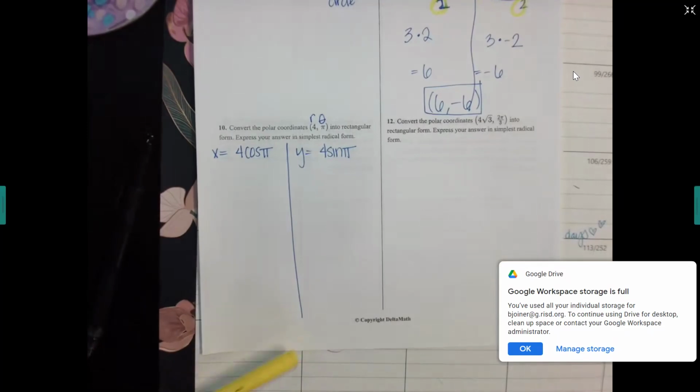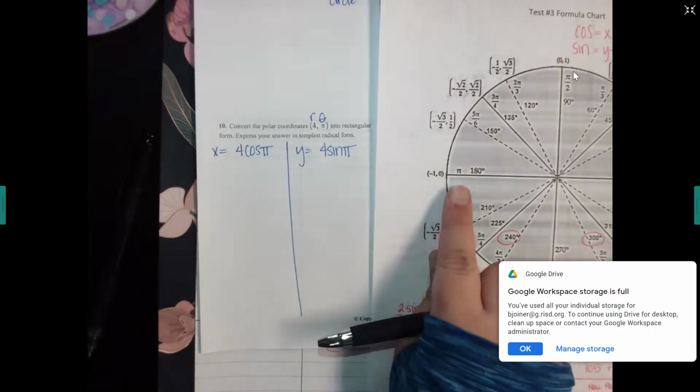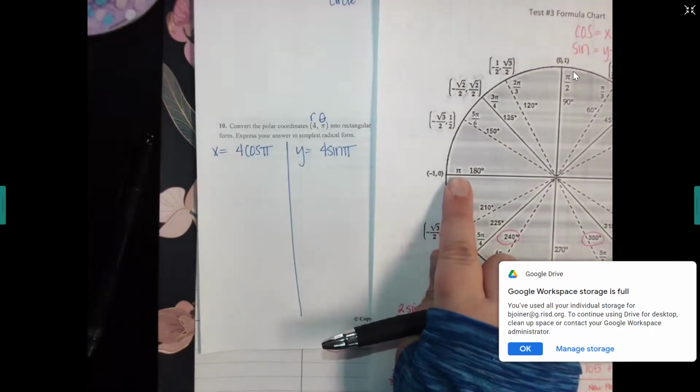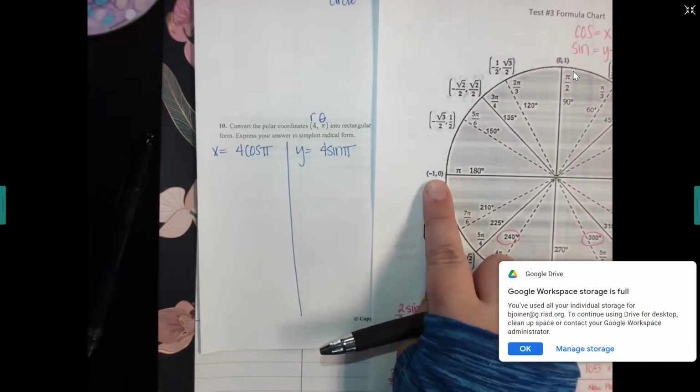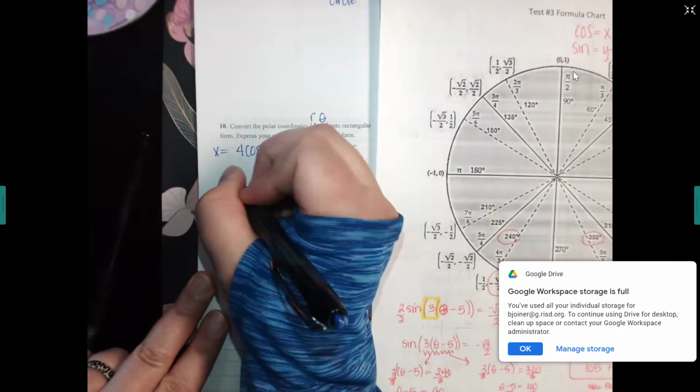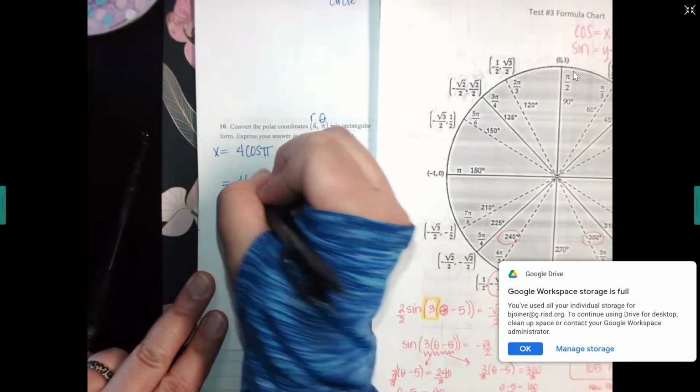Okay, and then remember what I told y'all last class. This is basically the vectors again. You're putting the length in the front, and then it's cosine of the angle for the x, sine of the angle for the y. Let me put my circle up here. Pi is right here. Cosine of pi is which number? -1. Then I want 4 times -1, which is -4.